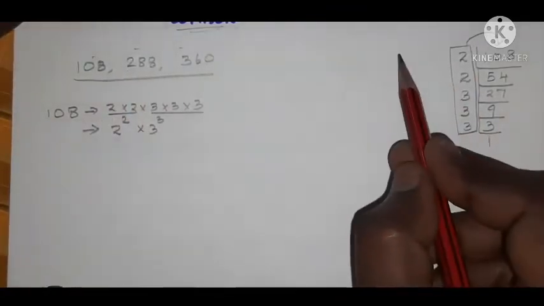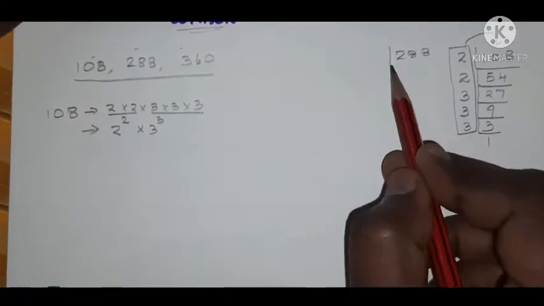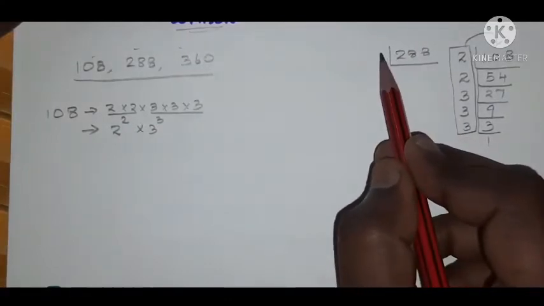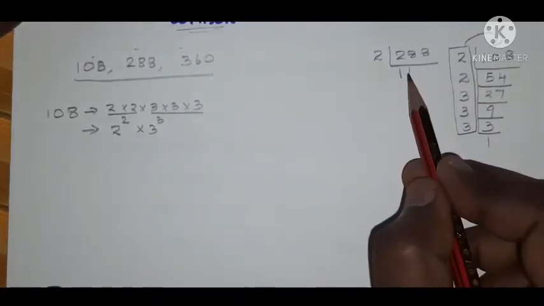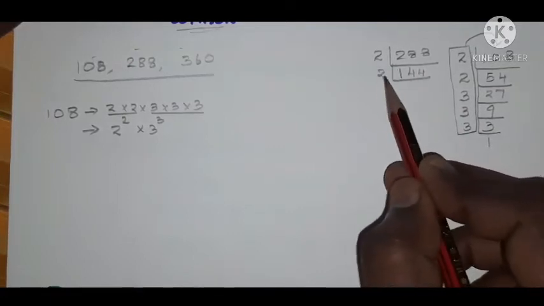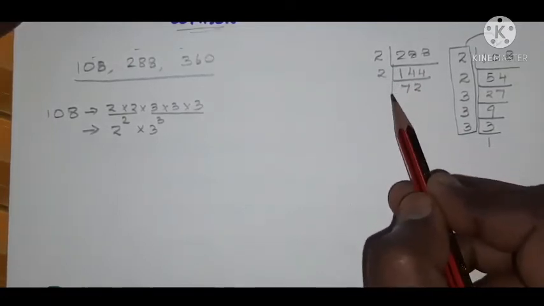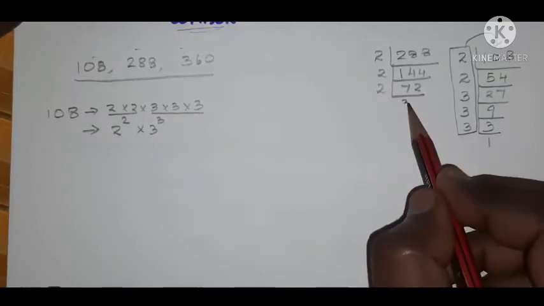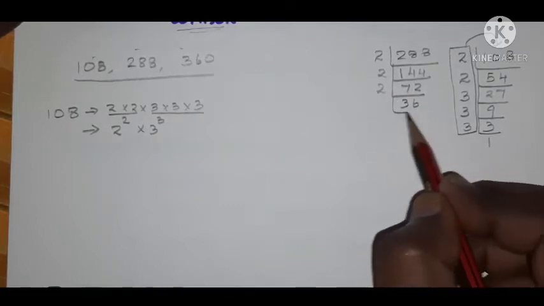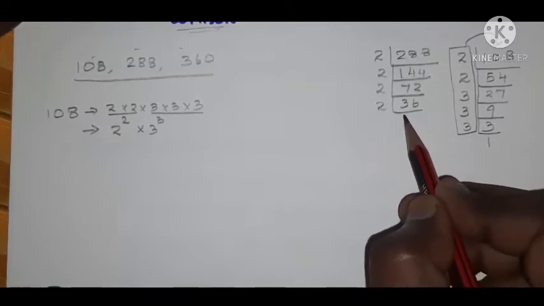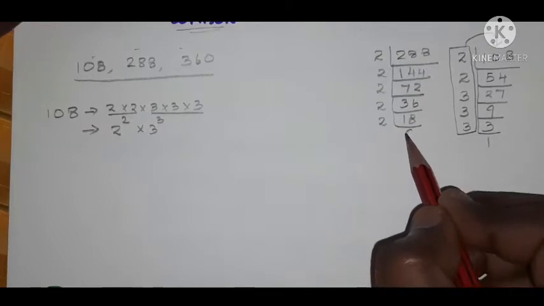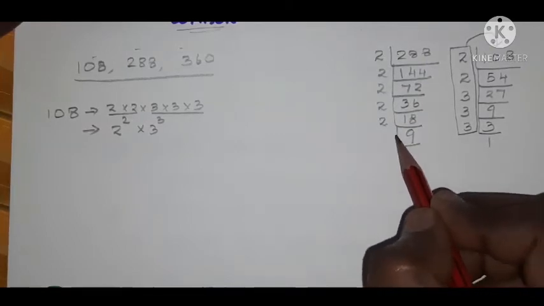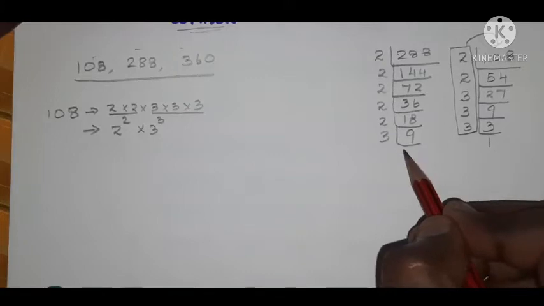Next number, 288. We should proceed with the lowest prime factor, which is 2. 2 fours are 8, so 144. Again 2: 2 sevens are 14, 72. Again it can be divided by 2: 2 twos are 4, so 36. Again by 2: 2 threes are 6 and 2 sixes are 12, so 18. Again it can be divided by 2: 2 eights are 16, so 9. Further, this can be divided by the next prime factor, 3. So 3 threes are 9.